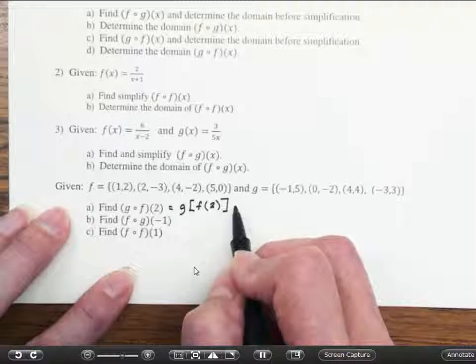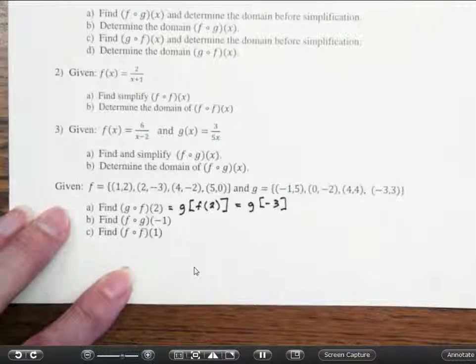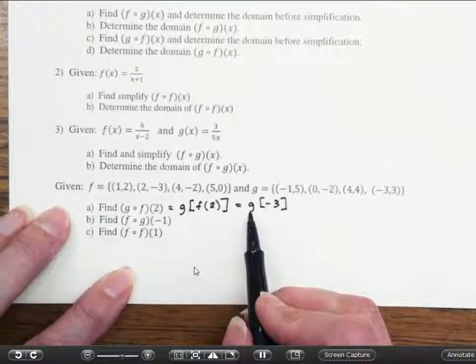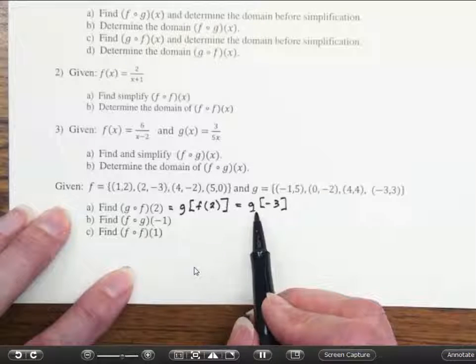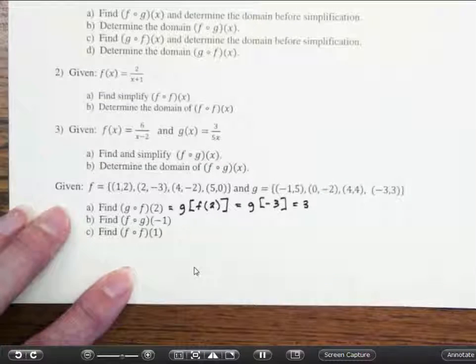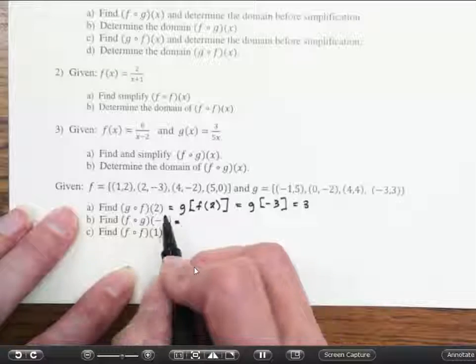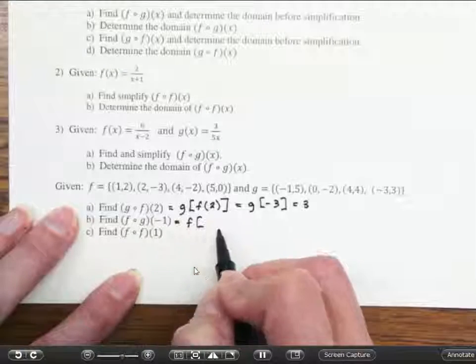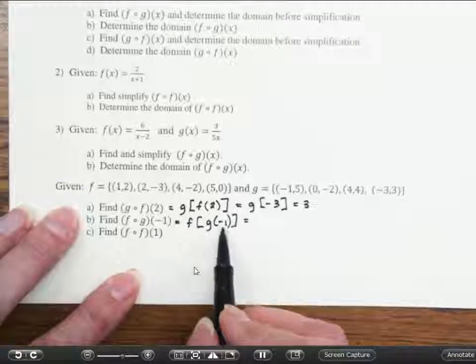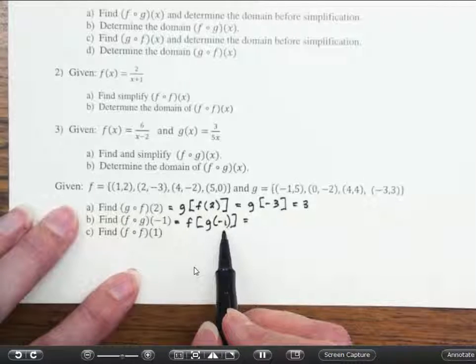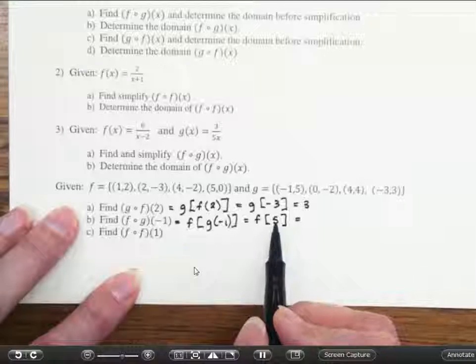So for f of 2, I'm going to put in negative 3. Now I want to take my g function and find out what my g function is when its x is negative 3. Okay, the next one, I'm going to rewrite it. This is f of what? g of negative 1. Start on the inside. Find the value of your g function when x is equal to negative 1, and then we're going to plug that value into our f function.